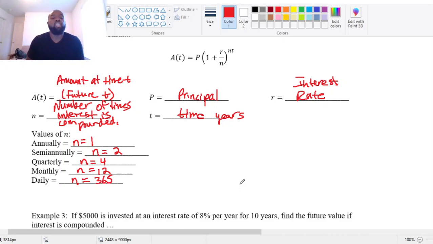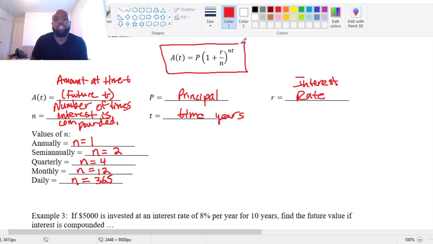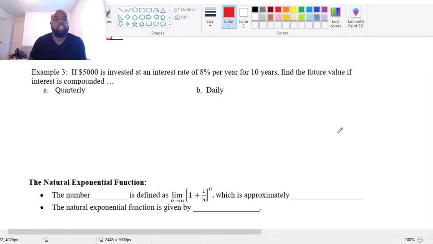And so let's look at an example where we get used to this formula. This is something that you have to memorize: A of t equals P times 1 plus r over n to the n times t. All right. So it says if $5,000 is invested in an account at an interest rate of 8% per year for 10 years, find the future value, that's the amount after the time has passed, if interest is compounded quarterly, and in part B, daily. So this is my P. This is almost like my R, but I have to change it to a decimal.